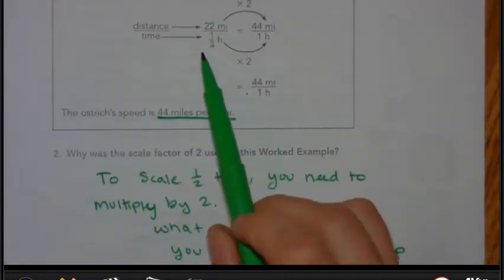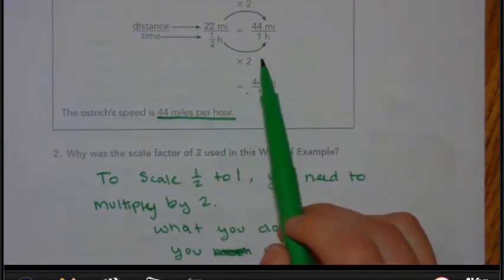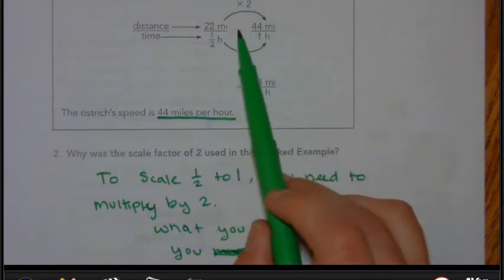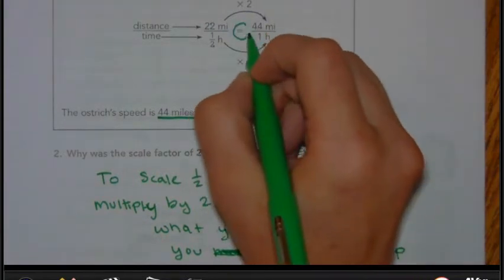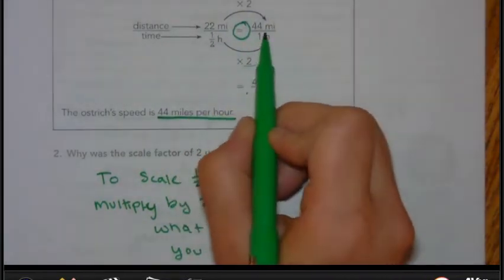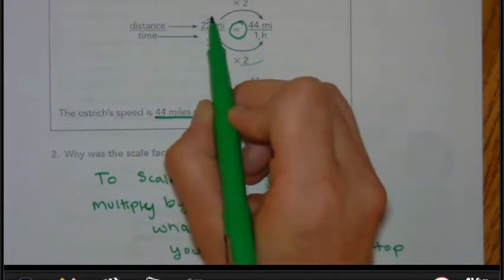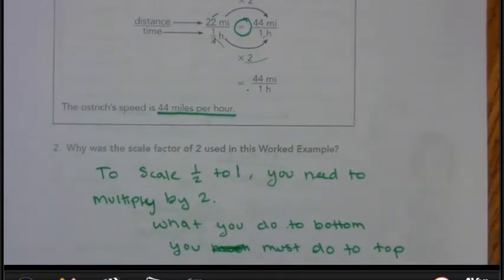Okay, if you multiply by 2, just like we did, to get from 1/2 to 1, I have to do times 2 because it's twice. What I do on the bottom, I have to do the exact same thing on top to stay equal. All right, this middle sign right here means equal. That means this fraction has to equal this fraction. So if I'm multiplying by 2 to get to here, I have to multiply by 2 to get to here. All right. Okay, let's try it out here.